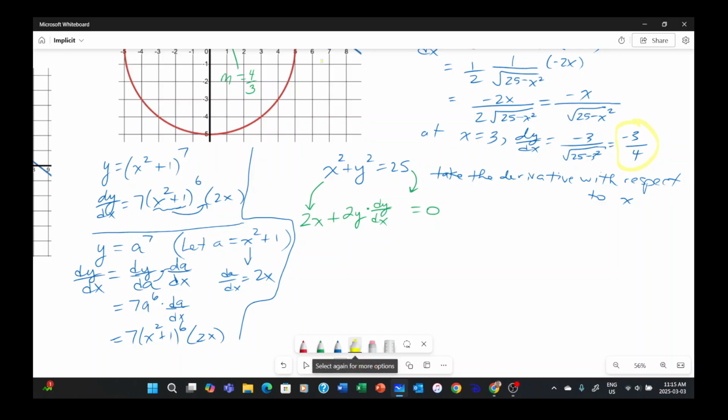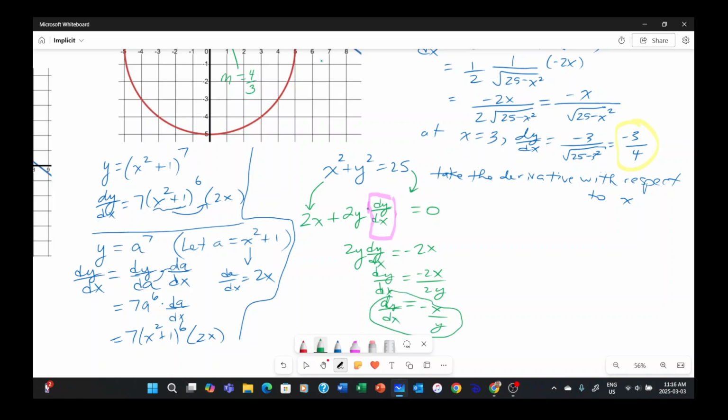And the good news is, better use a different color here. This is exactly what we're trying to find right here. This is the derivative we're trying to find here. And so you might ask, well, what good did that do? Well, we just found our first derivative implicitly. So we're going to move the 2x over there. We're going to divide by 2y. And we could simplify it, not necessary, but we will. And this, my friends, is the derivative everywhere, just like we had up here.